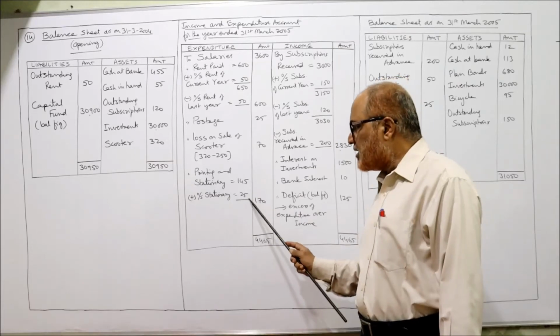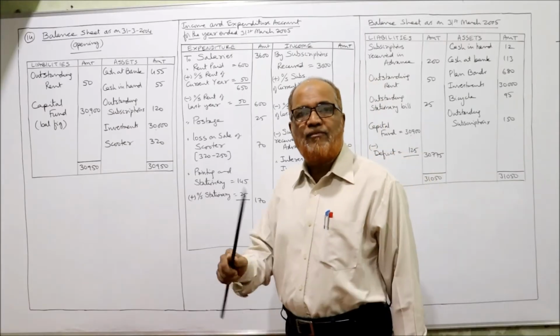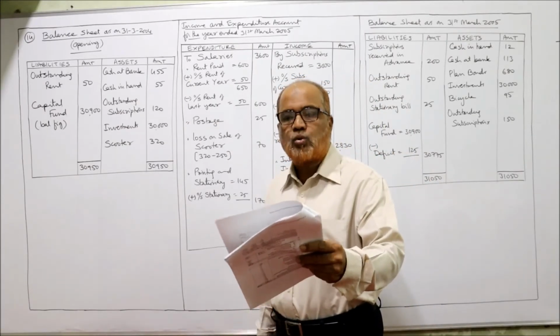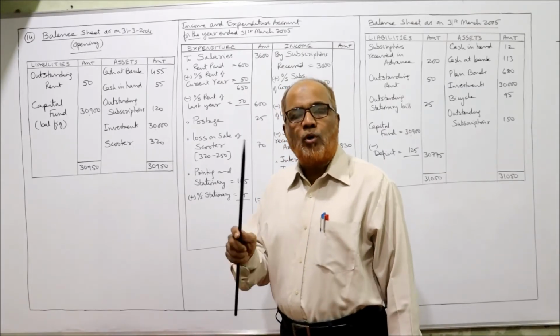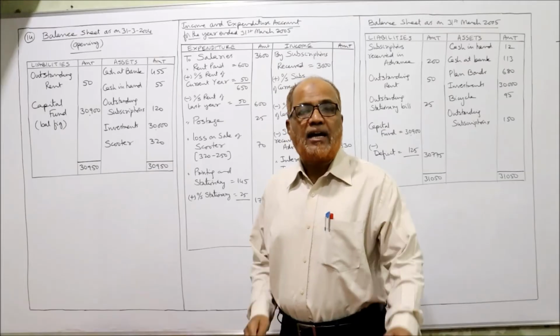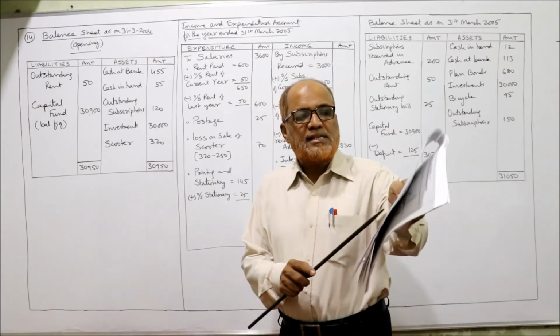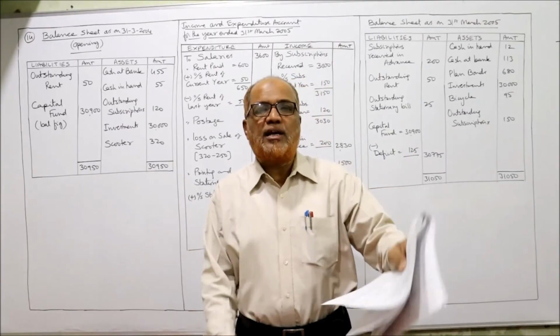Again, this outstanding stationery 25 will be shown on the liabilities side of the balance sheet. Every adjustment item will appear twice. The book value of the scooter was 320. Actually the scooter's book value is 320 and it is sold at sale of scooter 250. On the receipt side you can see sale of scooter 250.